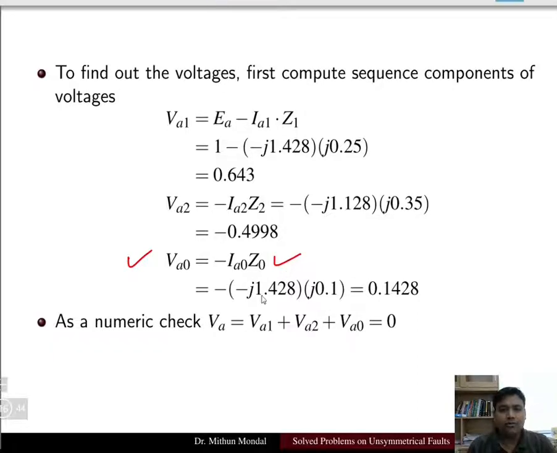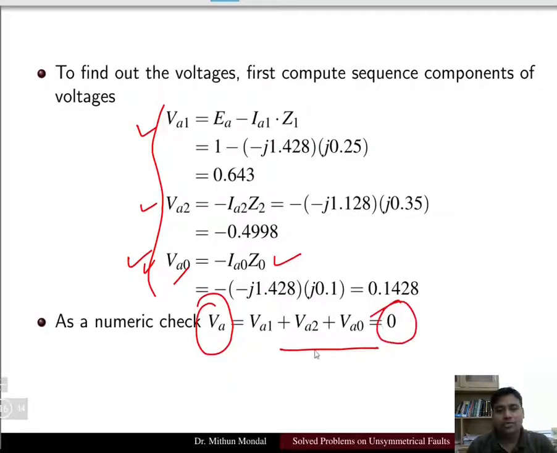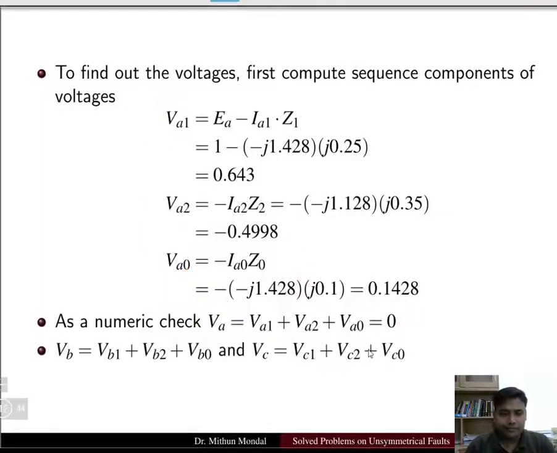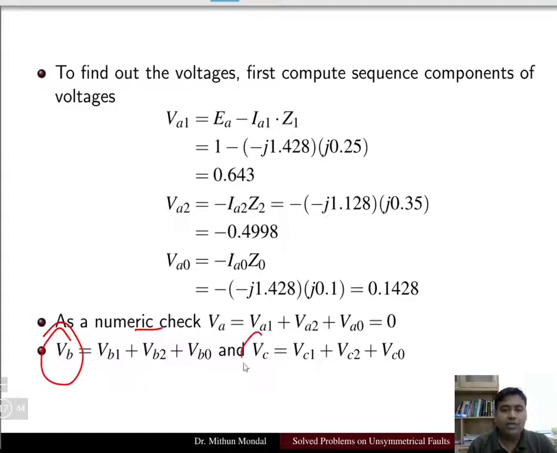Substitute the appropriate values and find out the value of VA0. We know that the sum of the positive sequence, negative sequence and zero sequence components of the voltage is equal to the voltage of phase A, and it has to be zero because there is a short circuit, which is a numeric check we have done. Similarly, we have to find VB and VC.